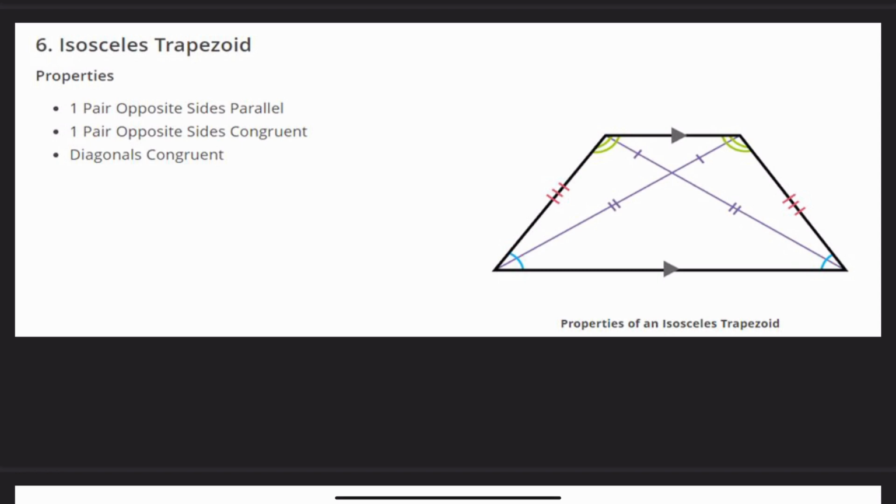Isosceles trapezoid properties. Well, it's a trapezoid, so it has one pair of parallel sides. Make sure that you can see these parallel lines here, and the legs are congruent. Those are the non-parallel sides. So here I have these opposite sides parallel. We call these the bases, and the non-parallel sides here are the legs. If those are congruent, so this has the same number of tick marks as this, you've got an isosceles trapezoid.